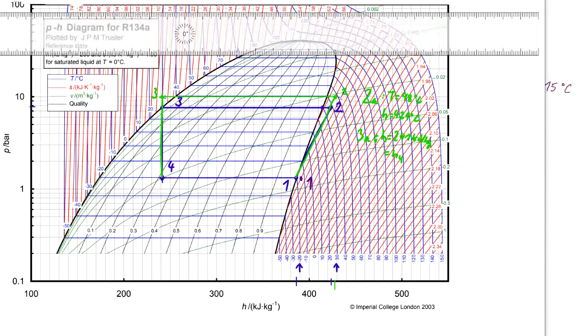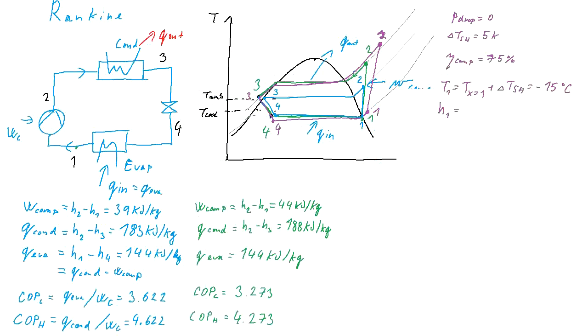Sorry, 391. Right above 390. So H1, 391 kilojoules per kilogram. Now we will need to get point 2 before we get the point 2 after the real compression. We will need to see the point 2 after ideal compression. So let's say this would be point 2 isentropic.